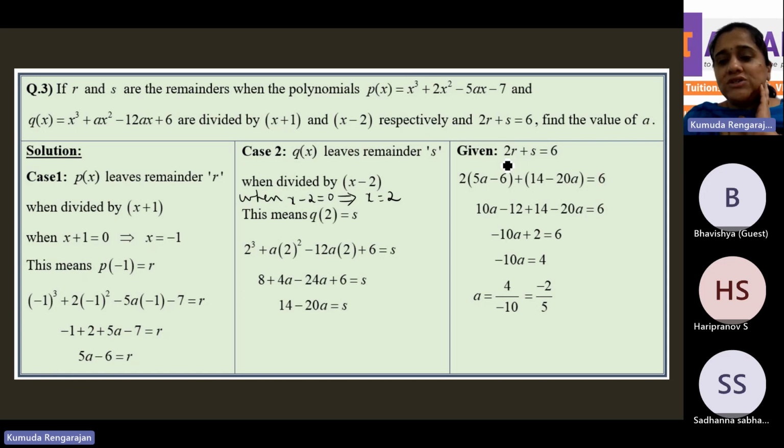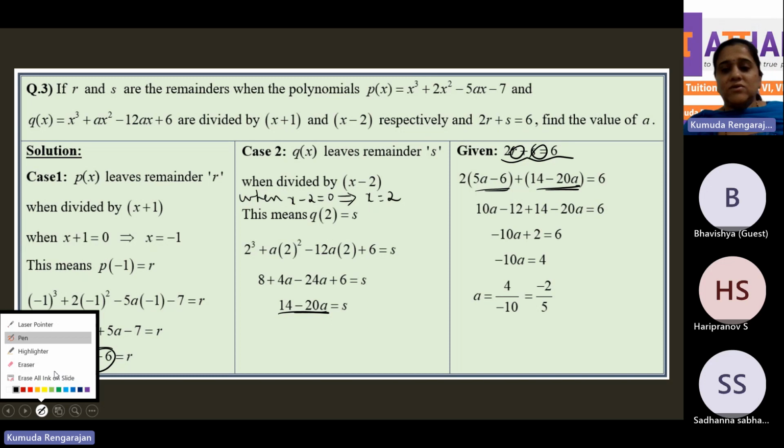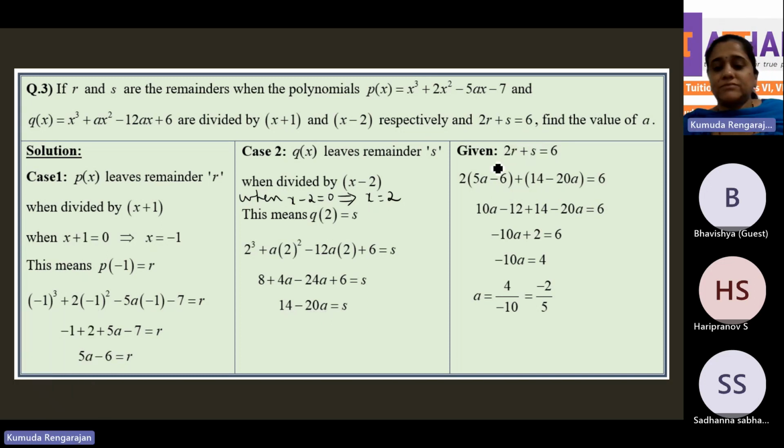So we have this condition. I said instead of r, use 5a minus 6, and instead of s, use 14 minus 20a, and simplify. So 10a minus 12 plus 14 minus 20a is equal to 6. What is 10a minus 20a? Minus 10a. Minus 12 plus 14 is plus 2, equal to 6.